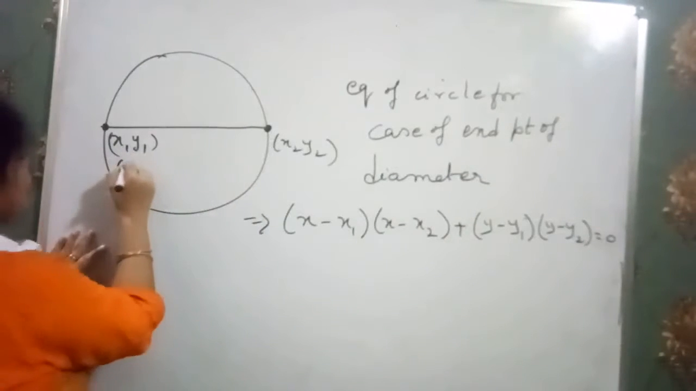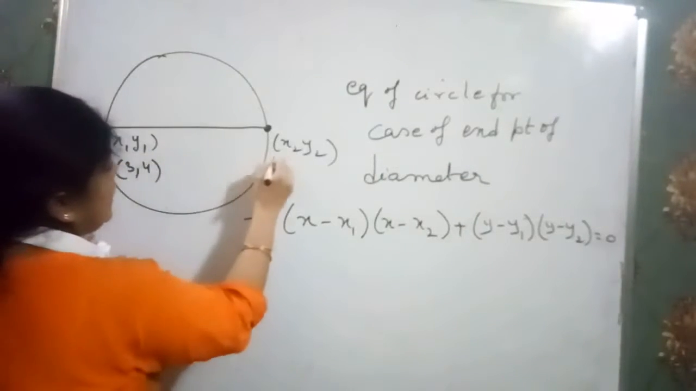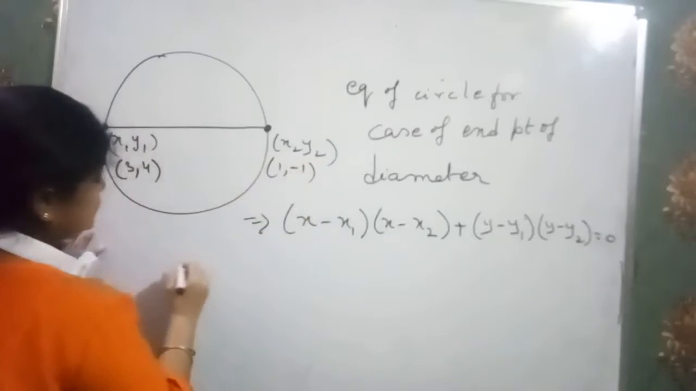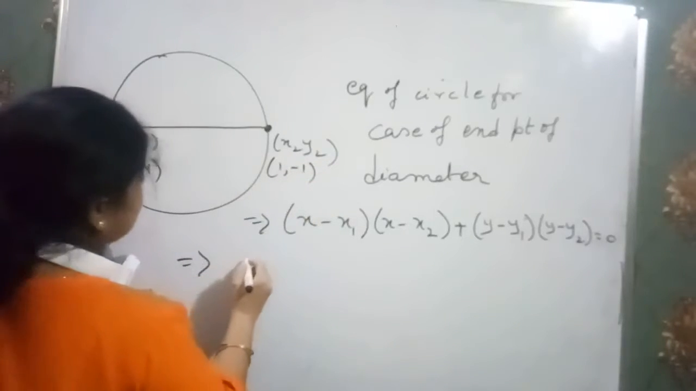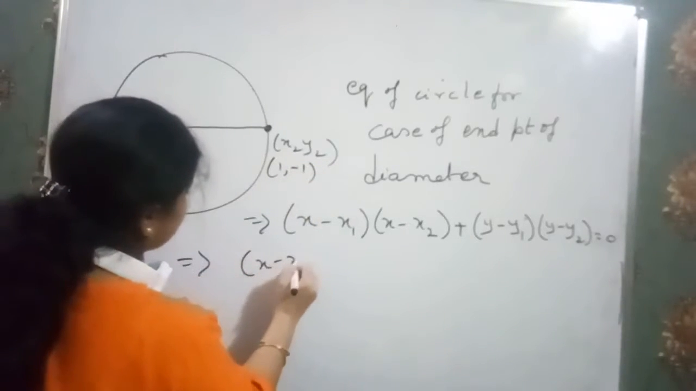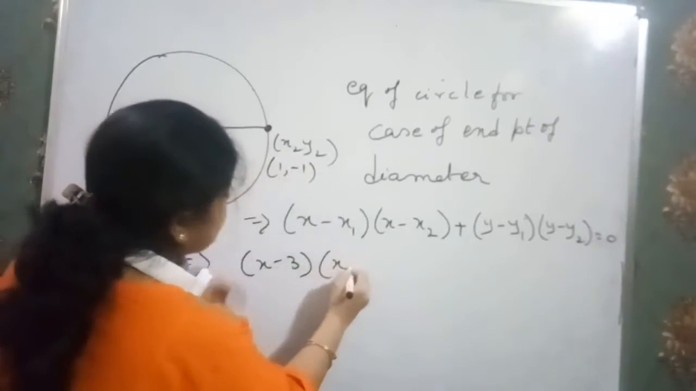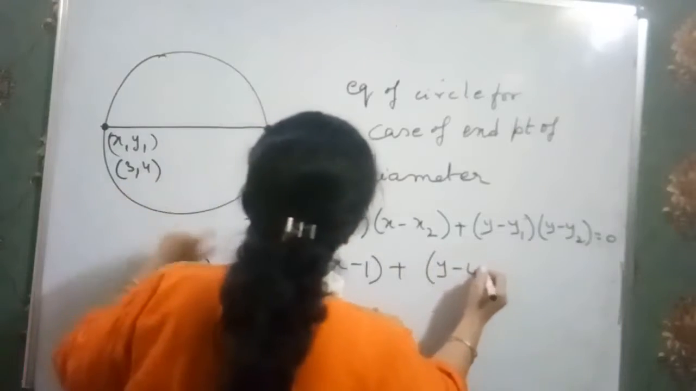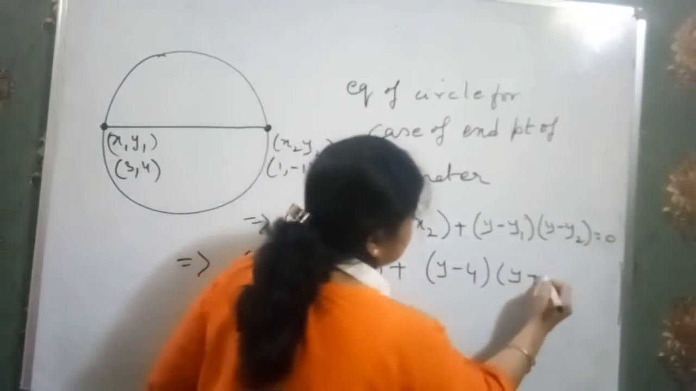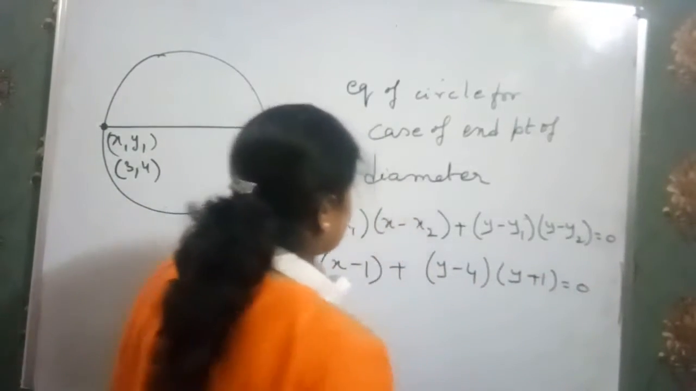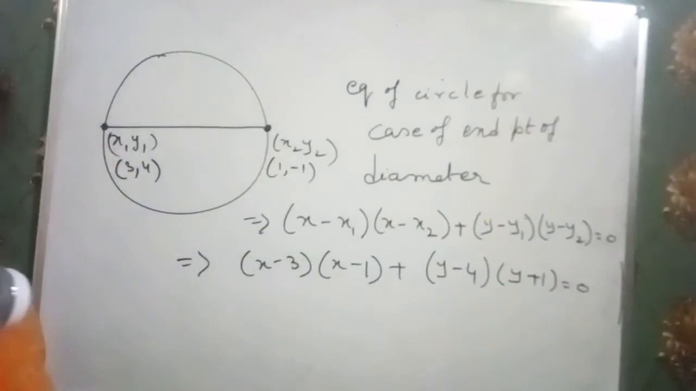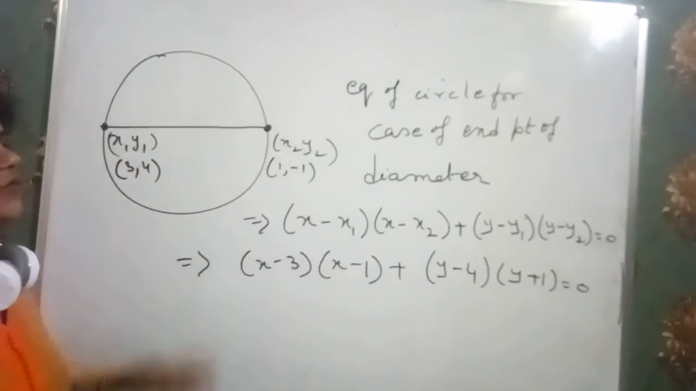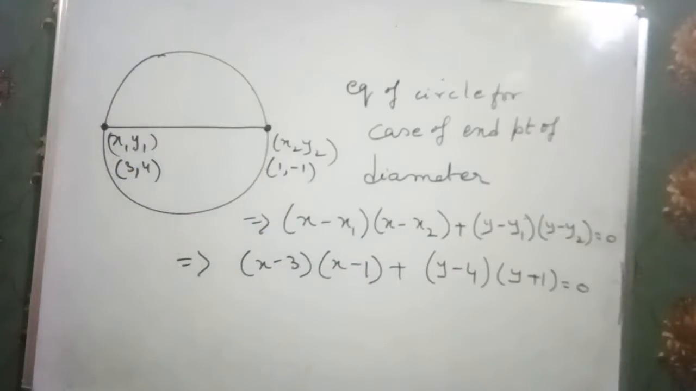I think you can easily find it out. For example, we have (3, 4) here and (1, minus 1) here. So the equation of the circle is (x minus 3)(x minus 1) plus (y minus 4)(y plus 1) is equal to 0. When you solve it, you get the equation of the circle. Just note down the formula, then I will take another case.